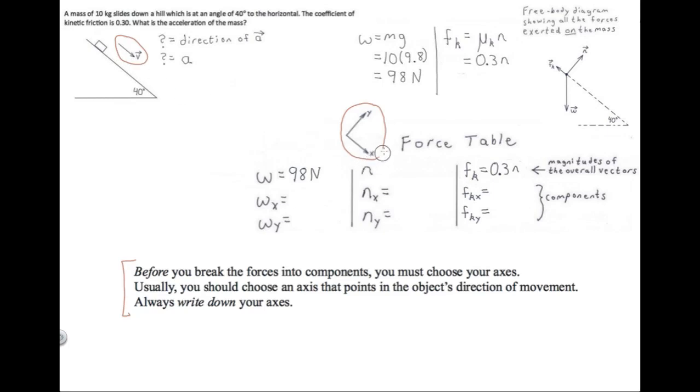So let's choose a positive x-axis that points parallel to and down the hill. Let's choose a y-axis that points perpendicular to and away from the surface of the hill. Always write down your axes. In the previous problem, we chose horizontal and vertical axes, but in this problem, we chose slanted axes.